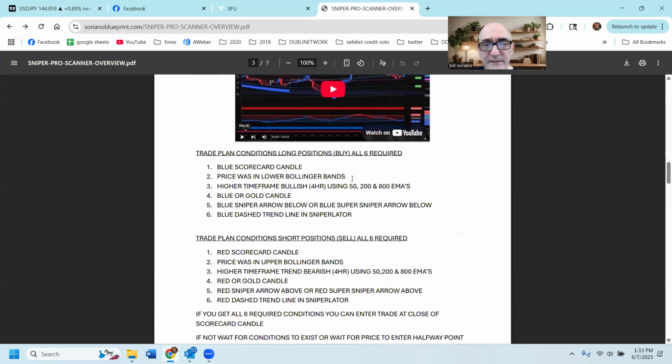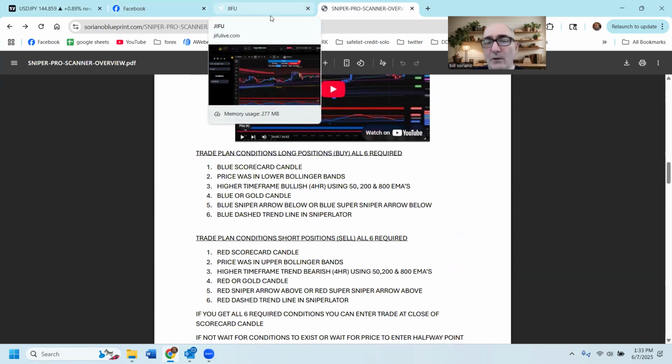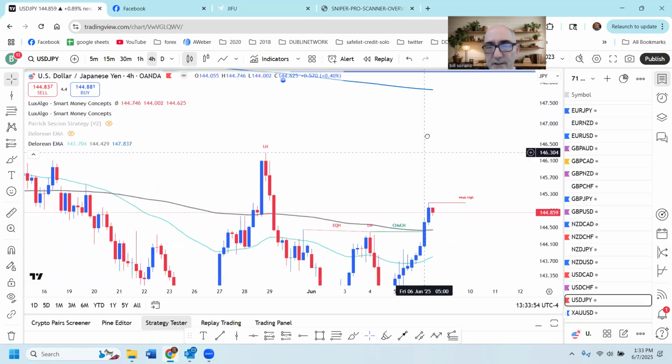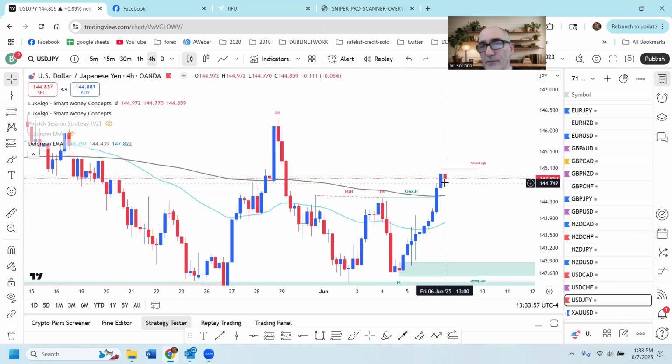And we use the 50, 200 and 800 EMAs. Okay, that's how we determine the trend. So you can see here, you're on USD JPY, price is below the 800, the 50 is below the 200, so that's bearish. If it doesn't line up like that, then we don't put a flag by it. If it's bearish, we put a red flag. Bullish, we put a blue flag.